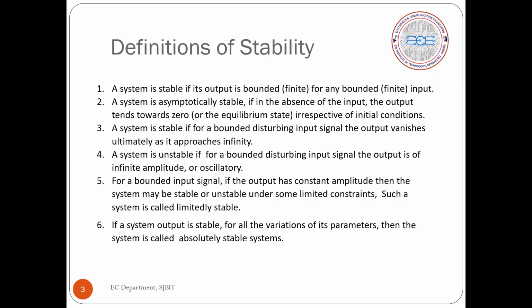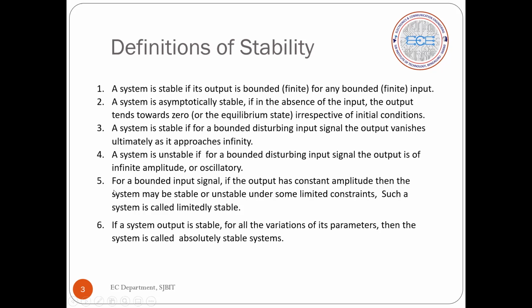And the fourth way of defining the same stability: a system is unstable if for a bounded disturbing input signal, the output is of infinite amplitude or oscillatory. So this definition says that if the input is bounded and the output is reaching infinity or is oscillating, then we call such a system an unstable system. So this is also a way of defining the stability of the system.